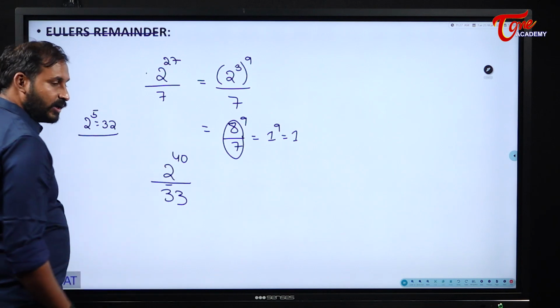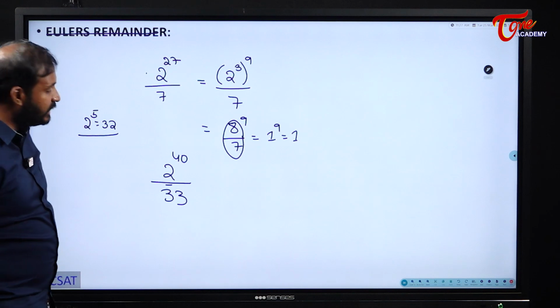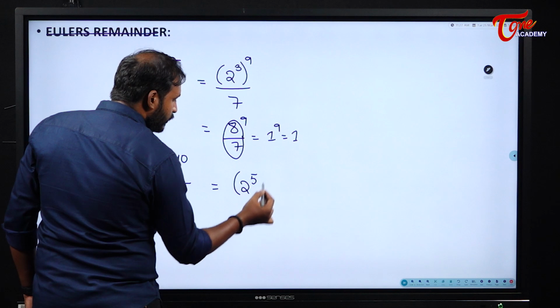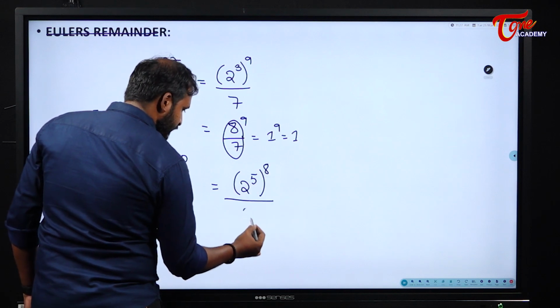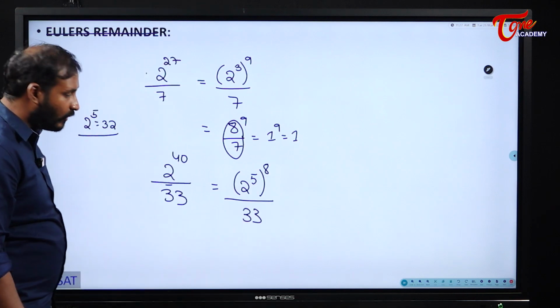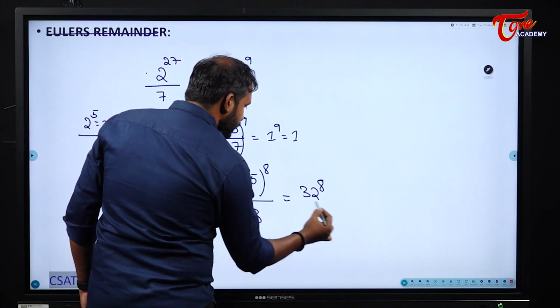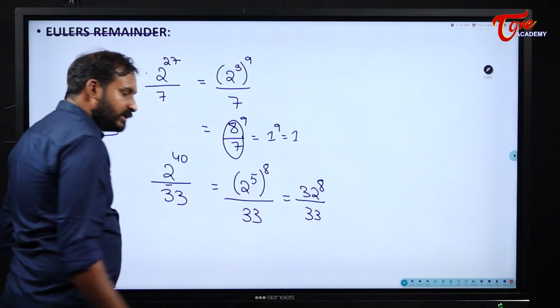How do I need to split this 40? 5 8s are 40, right? 5 8s are 40. So what will I write this as? 2 to the power of 5 whole to the power of 8 by 33. Okay, good. So now what happens to this? 32 power 8 by 33.